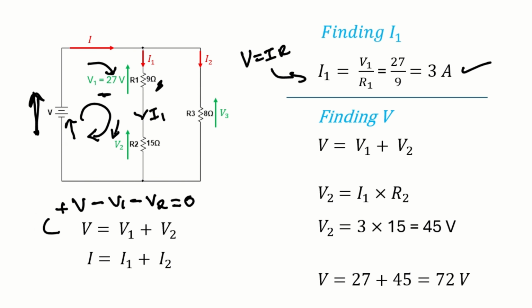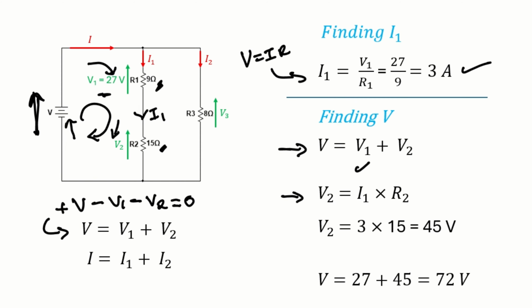If you rearrange the equation, you will end up with V equal to V1 plus V2. V1 we already know, which is 27 volts, but V2 we have to find out. If we find V2, we can easily find the supply voltage. So how do we find V2? Finding V2 is also pretty straightforward. If we apply Ohm's law across this 15 ohm resistor, we will straight away get it.